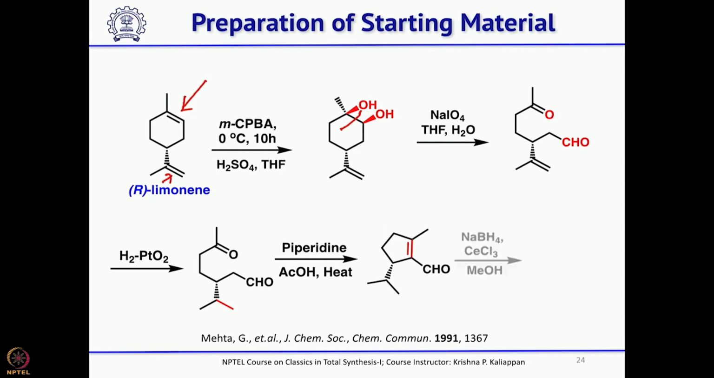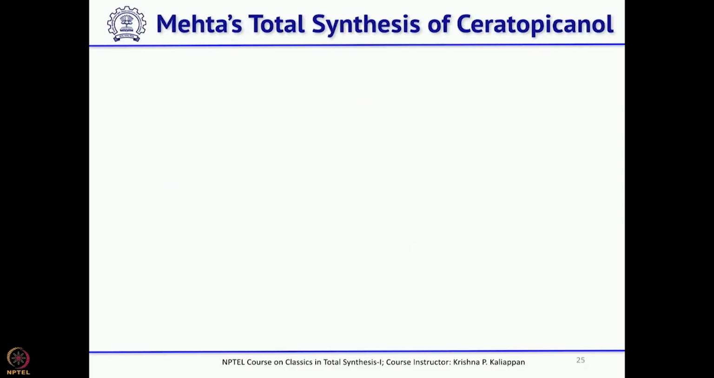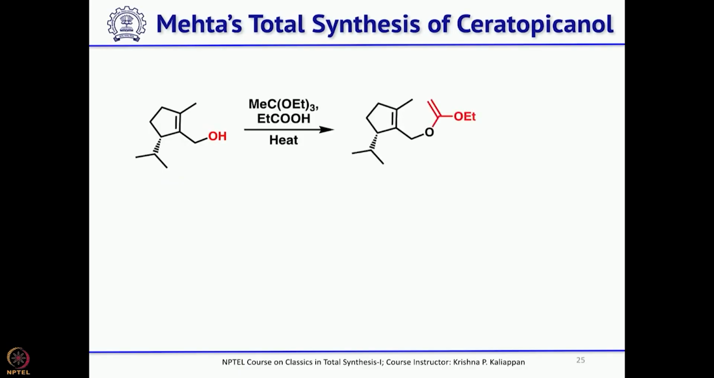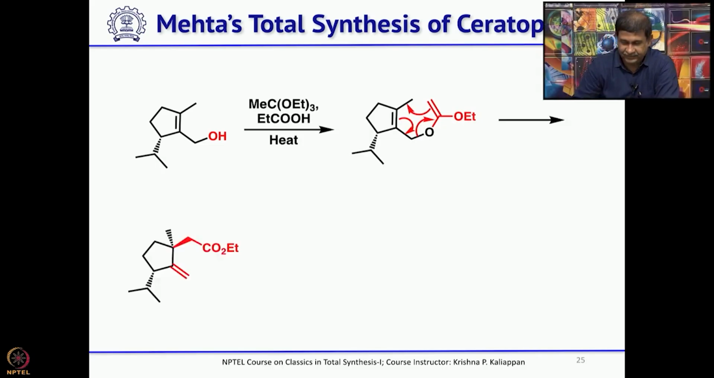Then simple reduction of the aldehyde with sodium borohydride and cerium chloride, that is called Luche reduction, gives the corresponding allylic alcohol. This allylic alcohol upon Claisen rearrangement will give you the corresponding gamma delta unsaturated ester. Okay. This gamma delta unsaturated ester can be hydrolyzed to the corresponding carboxylic acid.